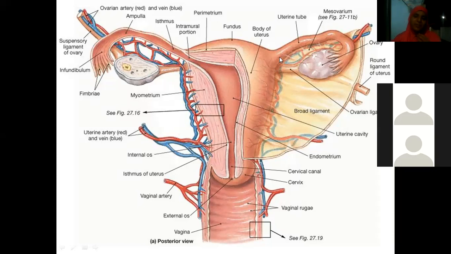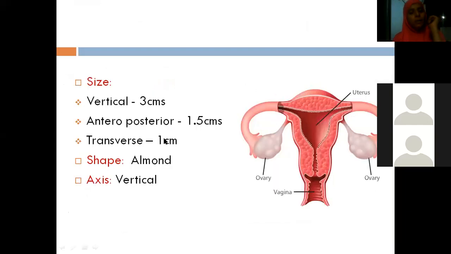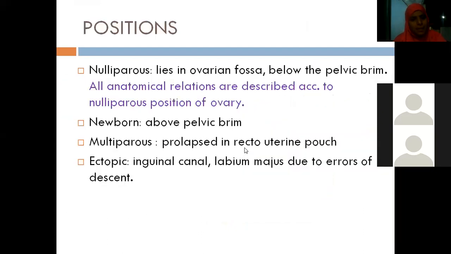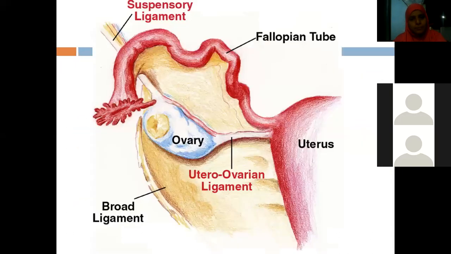Okay, beta. Now from the lateral angle, we have the fallopian tube. At the fimbriated end of the fallopian tube, we see the ovary. Now coming to the dimensions of the ovary. Basically the position of the ovary is different in multiparous and nulliparous women. What do you mean by multiparous and nulliparous? Do you remember?